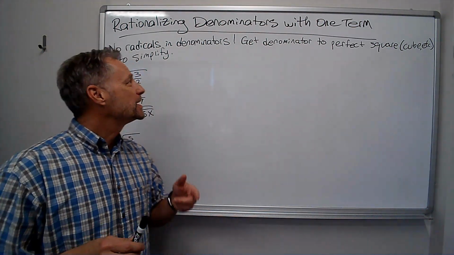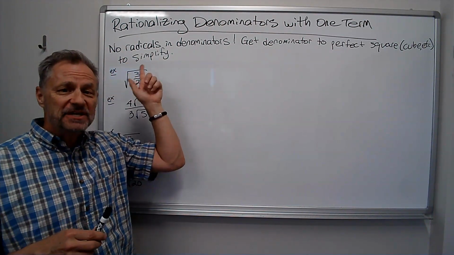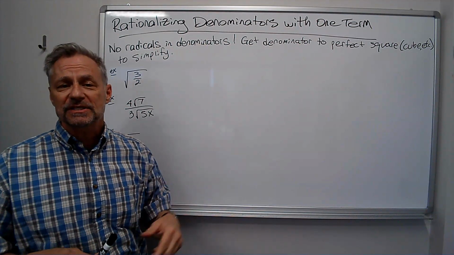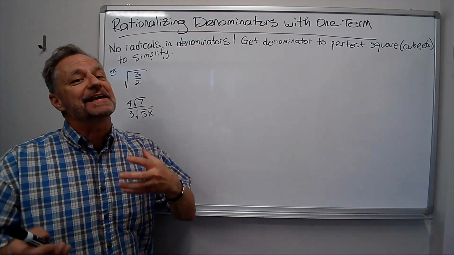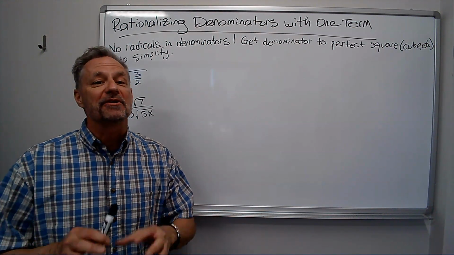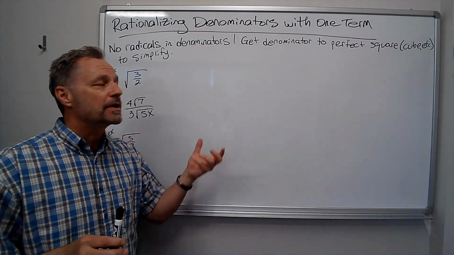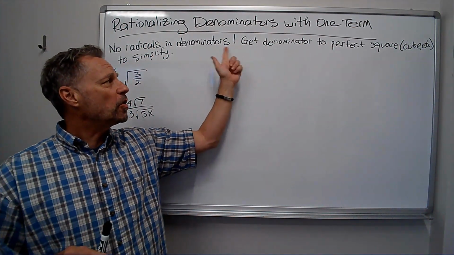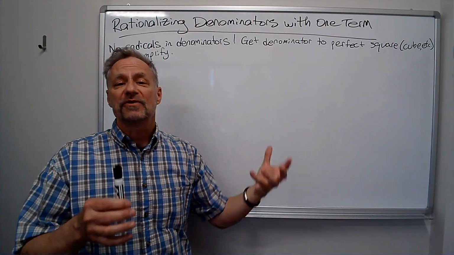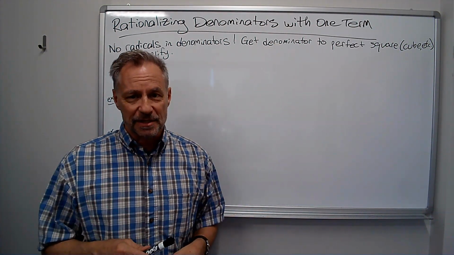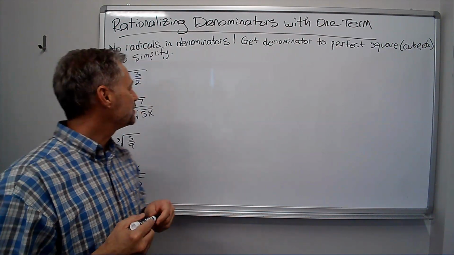Okay, so a fundamental rule of algebra is no radicals can be in the denominator. Now I say in algebra because when you get to calculus, they let you have radicals in the denominator. They usually don't care. But for algebra, no radicals in the denominator. So our goal is to get the denominator to be a perfect square or a perfect cube, etc., whatever the radical is, and then we can simplify. All right, let me show you some examples.